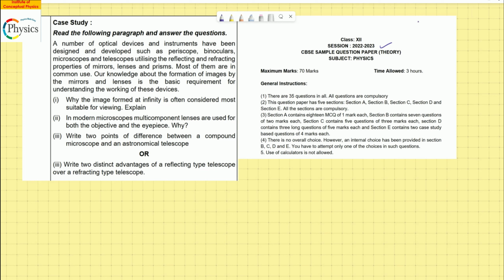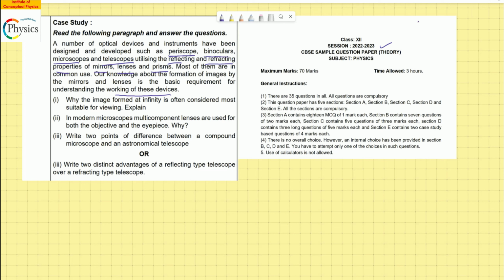All right. So it says that there are a number of optical devices that have been devised. So periscope, right? This is used in submarines, binocular, microscope and telescope. So a lot of optical instruments have been created. They use reflecting and refracting properties of mirror, lens and prism, right? Most of them are in common use. That is correct. Our knowledge about the formation of image by the mirrors and lens is the basic requirement for understanding the working of these devices, which is true. Unless we understand how the image gets created, we really won't understand how the working of these devices happen. So what are the questions based on this case study?